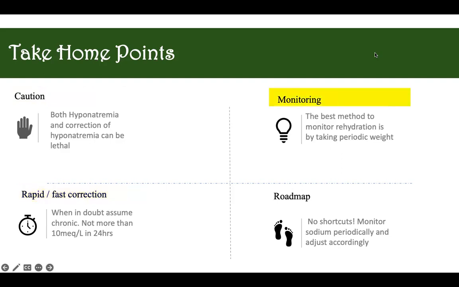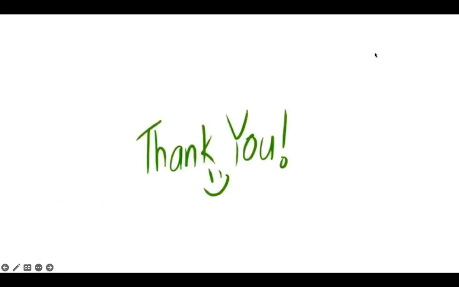The best method of monitoring for hydration status in a young infant is periodically measuring the weight and deciding the rate of fluid administration. And last but not the least, there are no shortcuts. You have to monitor sodium periodically and adjust accordingly. And also remember, in case of polyuria, it is preferable to use the rehydration fluid which contains the same sodium as the urine sodium. Thank you.